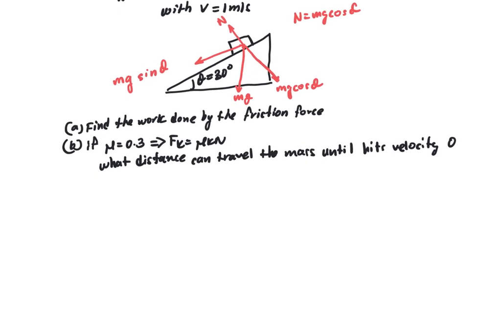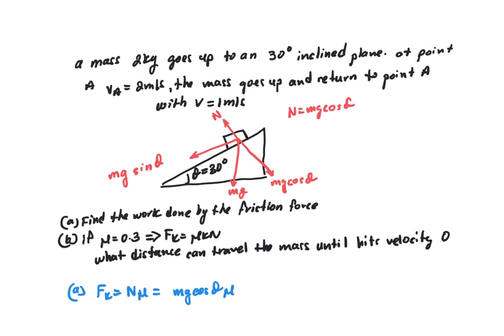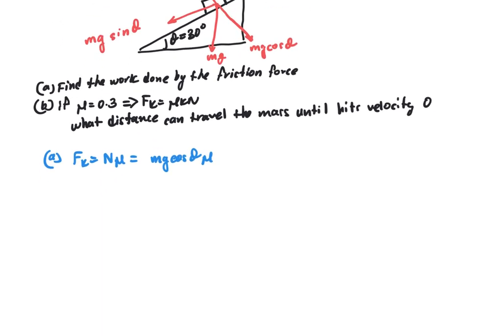All right, so question A states, find the work done by the friction force. We know that friction force equals normal force times mu, which equals mg cosine of theta times mu. Our mass was 2 kilograms.